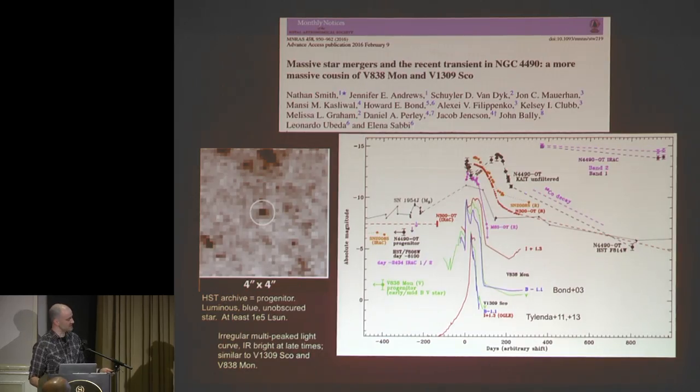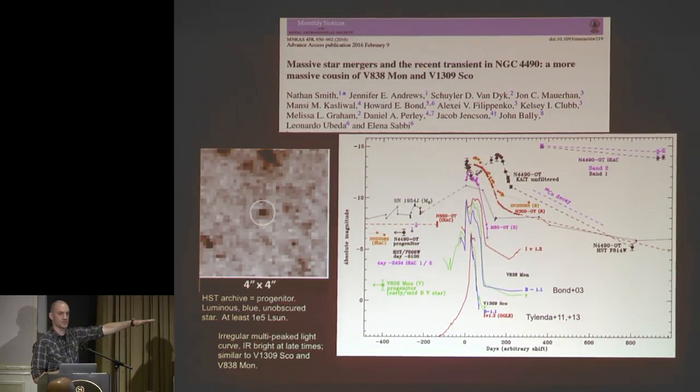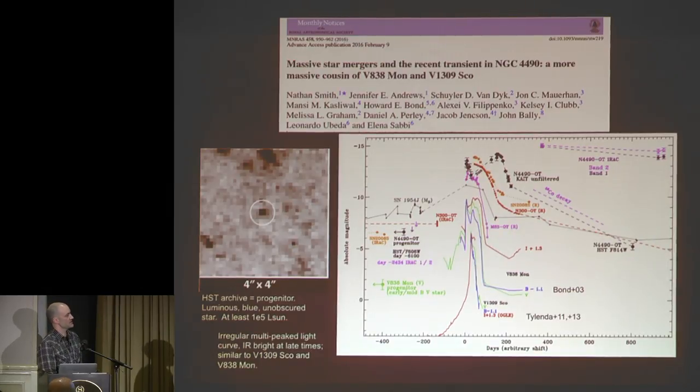Maybe I'll skip this. We see some examples in other galaxies that seem to fit the bill for a merger. This is one that we recently published where it had a complex multi-peak light curve and got very red at the end, and actually it stayed very luminous in the IR. This is a source that we found in an infrared survey. The luminosity continued at about the same level, and it cannot be an infrared echo. It's actually a source that seemed to survive this outburst at the same or higher luminosity, but embedded in a dust shell.